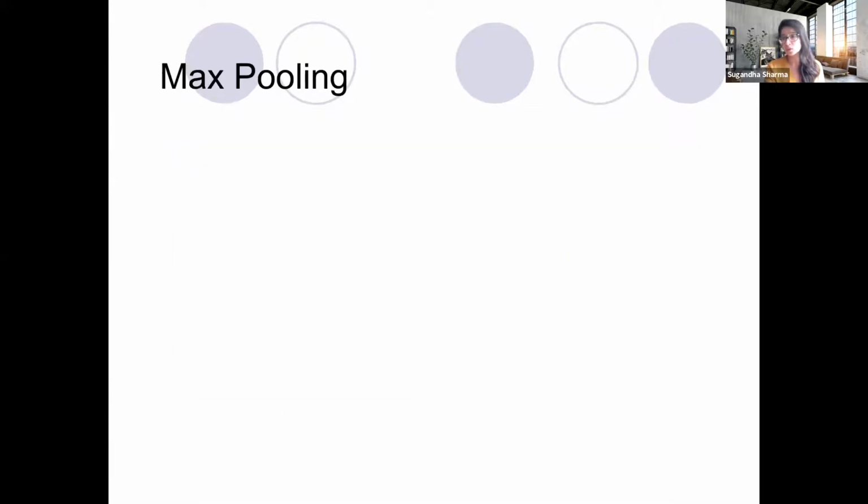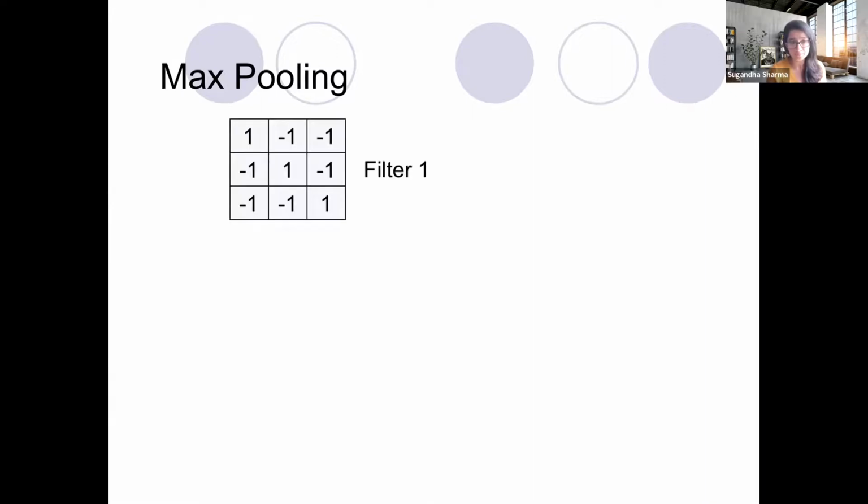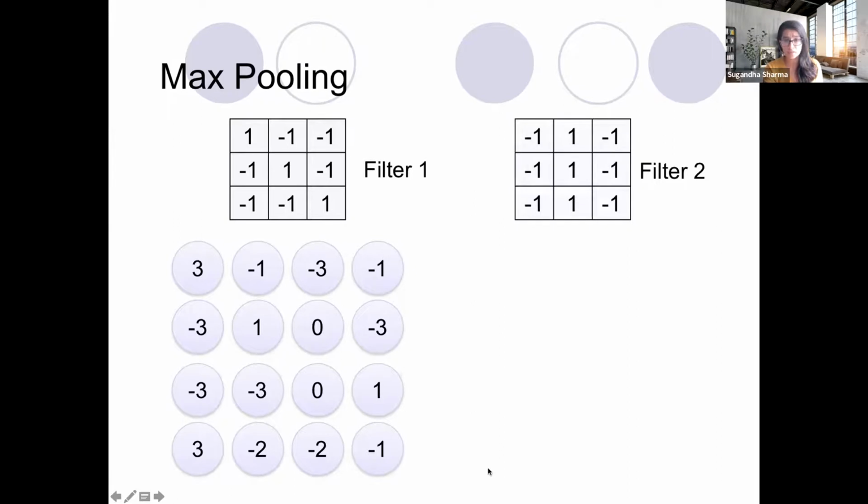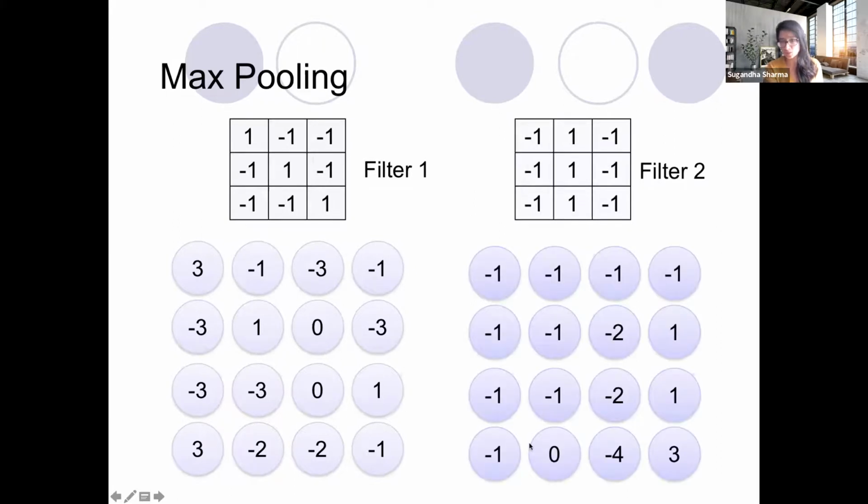There are multiple ways of doing pooling, and one of the most common ways is called max pooling. Let's see how that works. Remember we had this filter and an input image, and convolving this filter with the input image gave us this 4x4 output image. We also had a second filter, and that also had a corresponding 4x4 image. Now our goal is to apply pooling to both of these output images.